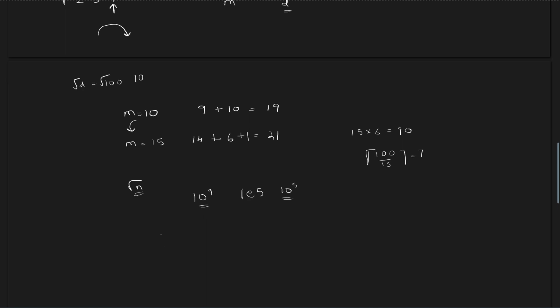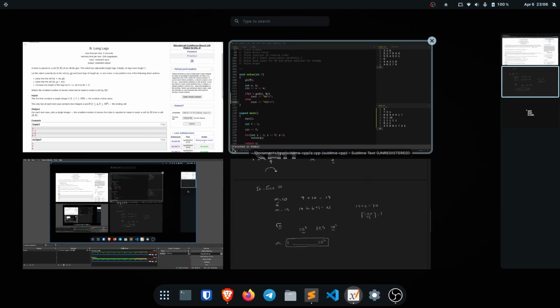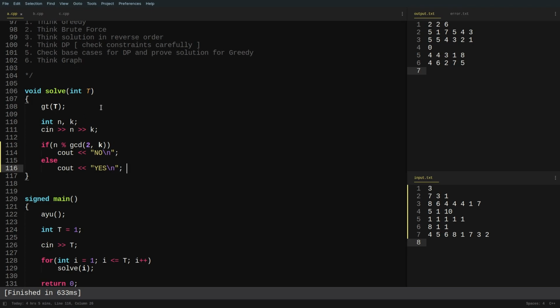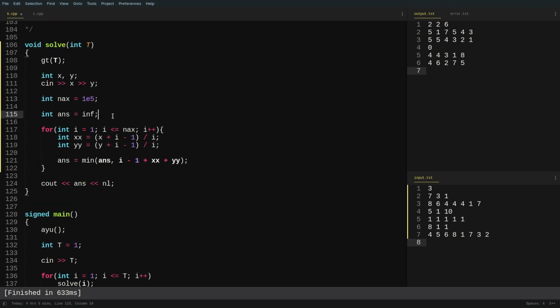So what we can do is, for all values of m from 1 to 10 raised to the power 5, we can check which of them gives us the best answer for both a and b, right? So this is exactly what we are going to do in the code. So this is the code for the second problem. What I've done is, I've taken the maximum value to be 10 raised to the power 5, and I've initialized my answer with infinity.